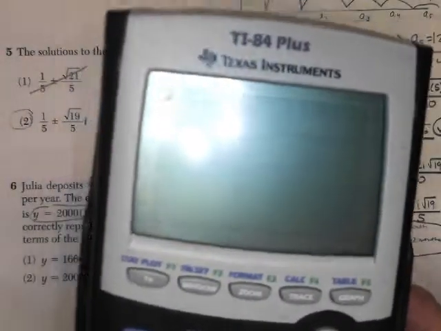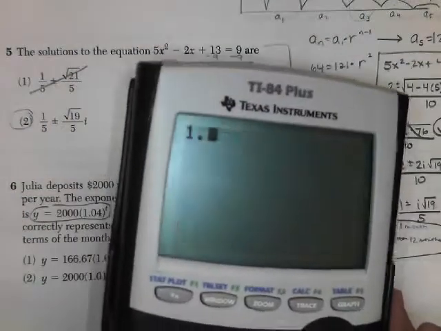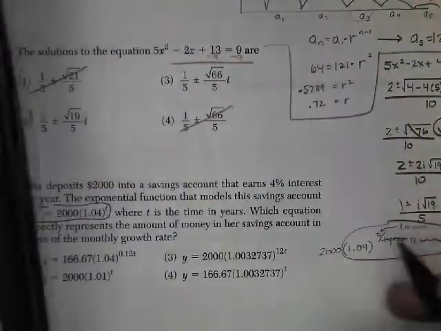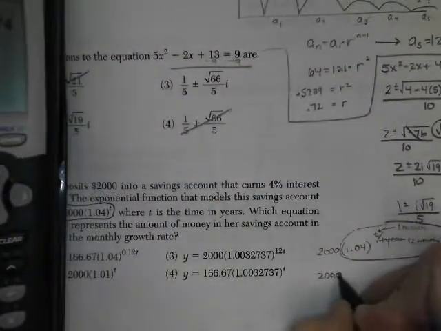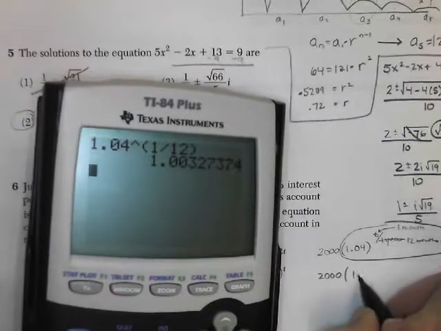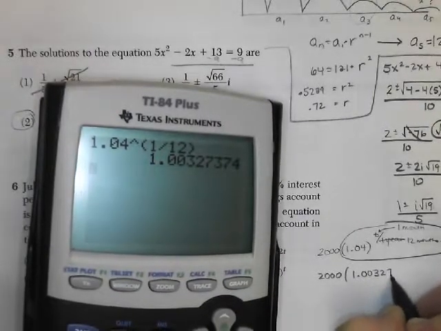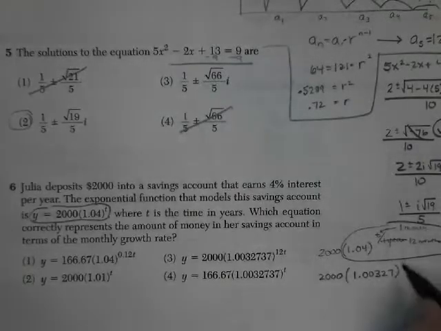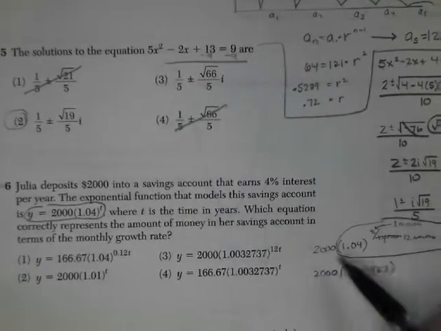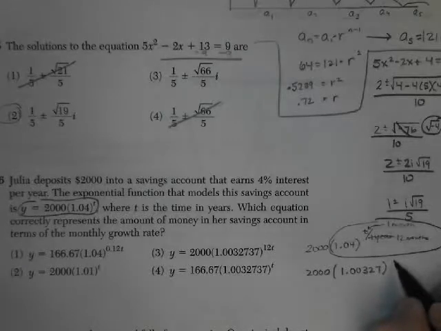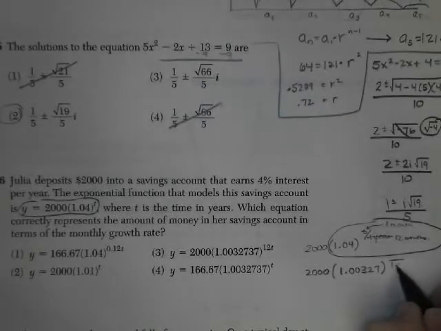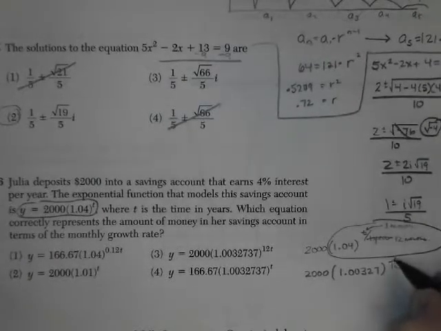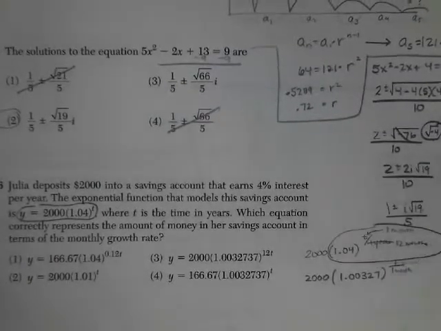1.04 to the 1 over 12 power. 1.04 raised to the 1 over 12 power, and that'll give us our monthly growth rate. So our starting value is still 2,000, but we're growing at 1.00327, and that's every 1 month. So T is still being used, which is in years. So if I did that, that's happening every 1 month, where T is still in years.